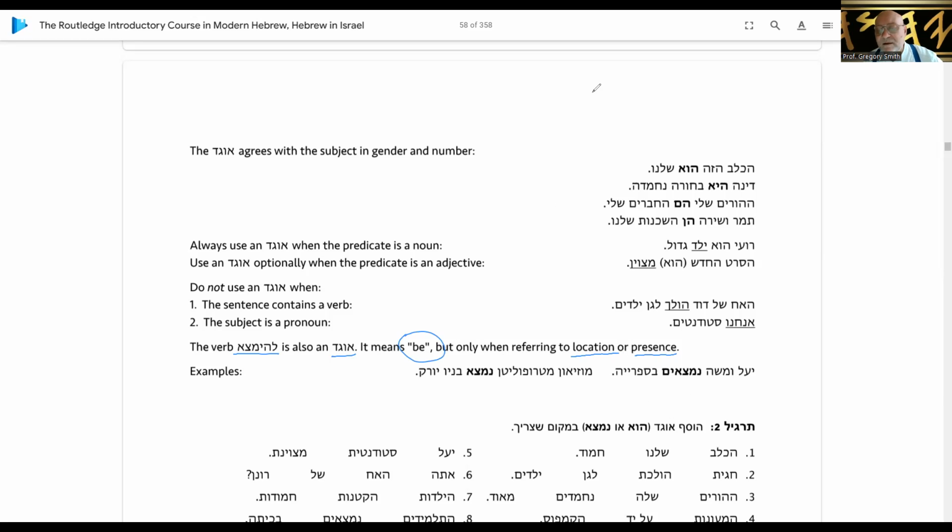So let's look at some examples here. Ya'il v'moshe, so this is a girl, and this is a man. Ya'il v'moshe nimtza'im, they're located basifria. Oh, okay, I see, this is like the verb form. Yeah, we've used this before, the located one, nimtza'im. Ya'el v'moshe nimtza'im basifria. So they are located in the library.